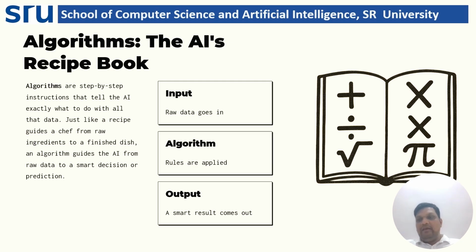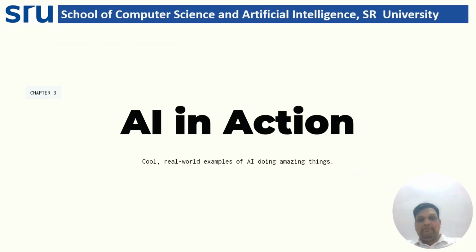So we can say here, algorithms are like recipes. They tell the AI what to do with data. Input goes in, rules are applied, and the outcome comes out. Just like cooking a dish from ingredients. AI in action. Now let's look at where AI is actually used in the real world.